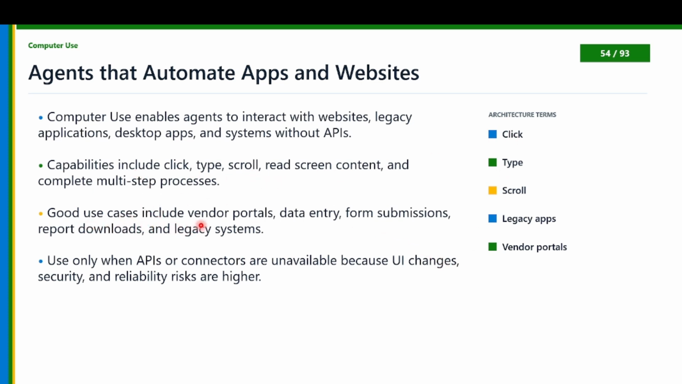Then good use cases include vendor portals, data entry, form submissions, report downloads, and legacy systems. So these are use cases where you can use computer use in design. So this point number 1 is very, very important, and this point number 3 in the examination. Take note. Good use cases of computer use in Copilot Studio: connecting to vendor portals for data entry, for submissions, for report download, for legacy systems.